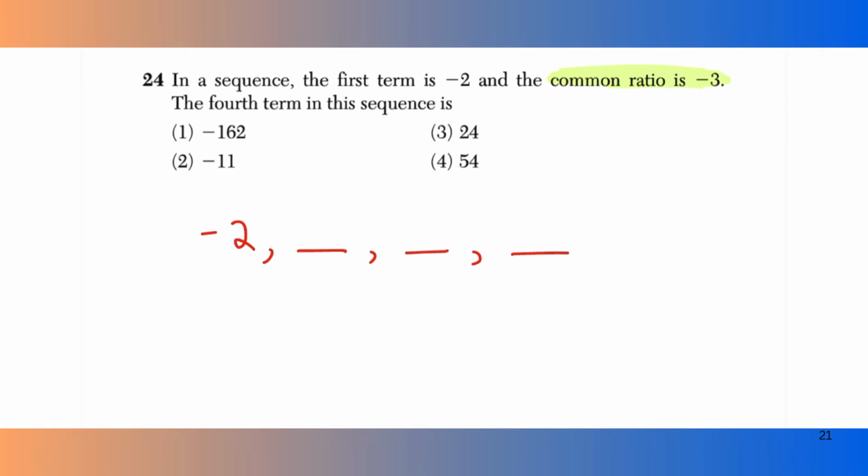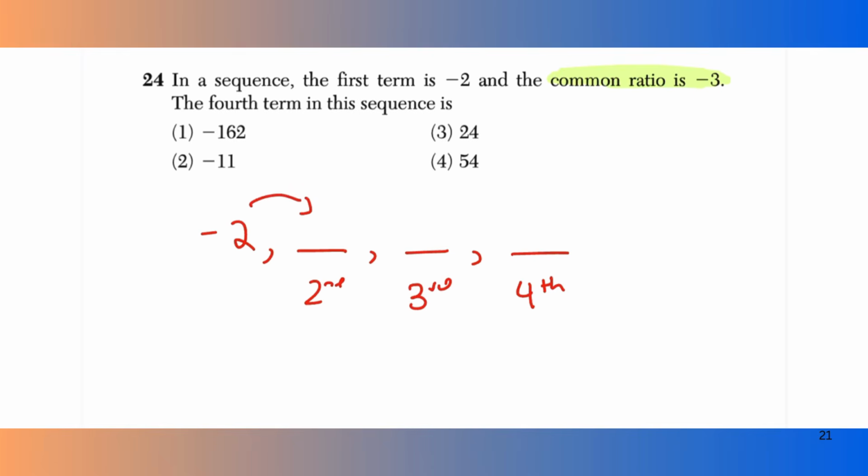So we know the first term is -2. We don't know the second, third, or fourth term. So we could find this since they're looking for a fairly low term. This wouldn't work as well if we were looking for the 150th term. But since we are just looking for the fourth term, we could keep multiplying because, again, common ratio means that we're multiplying by that common ratio until we get to the term that we want, the fourth.